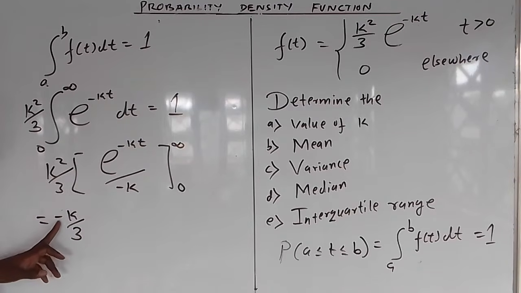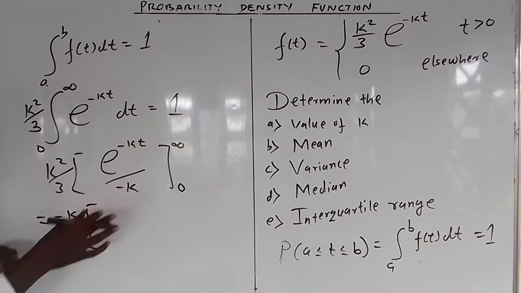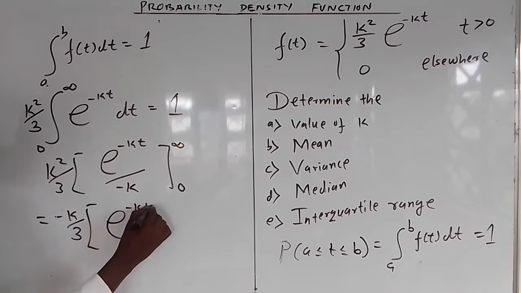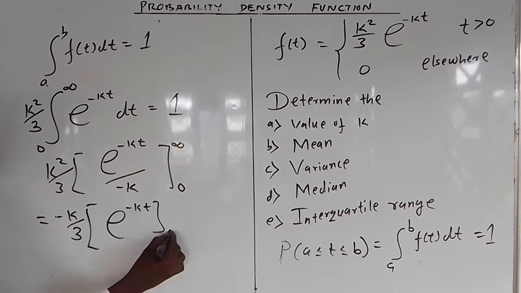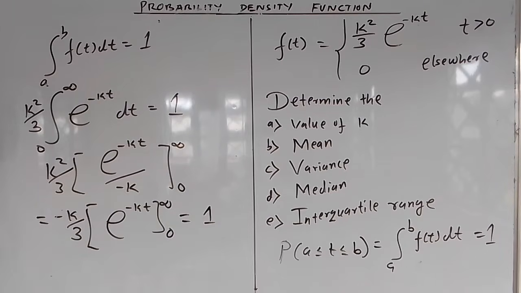So this negative will be here. Then this k cancels with one k. You remain with the k over 3. Then inside, start substituting. So this negative has gone outside, and you remain with minus exponential negative kt from 0 to infinity, isn't it? To be equal to what? Are we together? To be equal to 1.